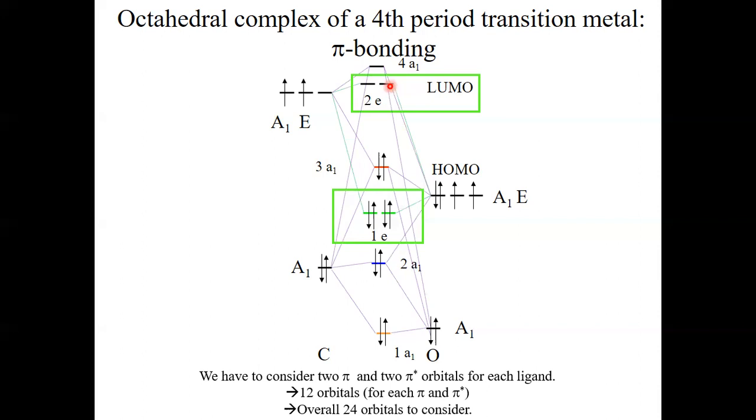So 12 of them will be made from the bonding pi molecular orbitals, and another 12 will be made from the antibonding pi star molecular orbitals.